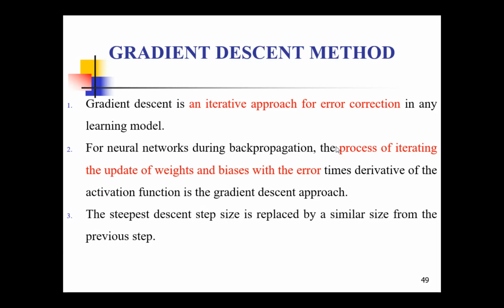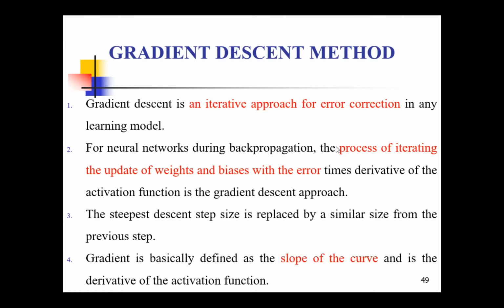So the steepest descent step size. Descent is reduction and ascent is increasing. The steepest descent is rapidly reducing and steepest ascent is rapidly increasing. So the steepest descent step size is replaced by a similar size from the previous size. In the previous step or iteration, we have a weightage, and depending upon the steepest ascent or descent, that weightage will be updated, based on the previous iteration.